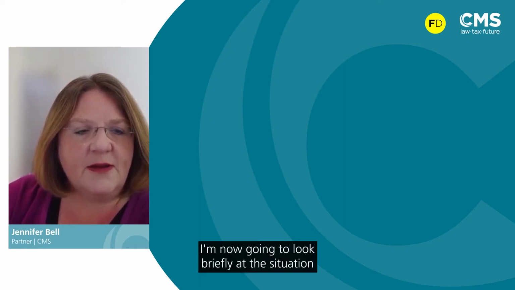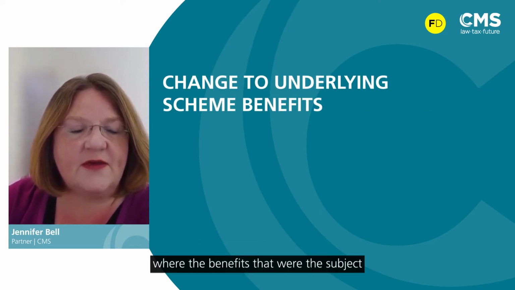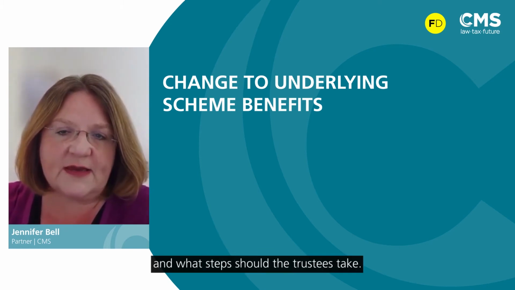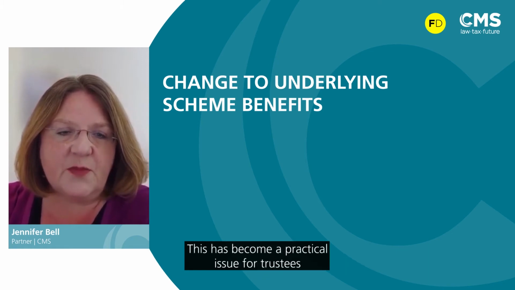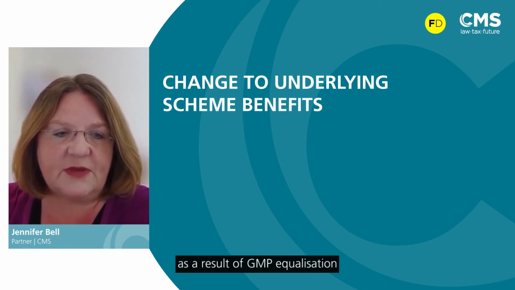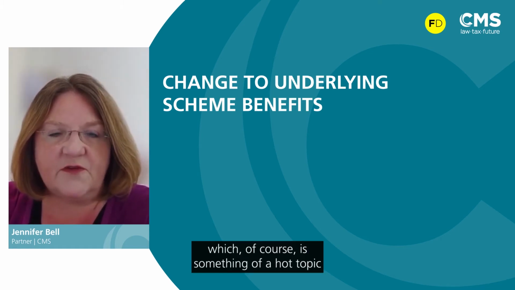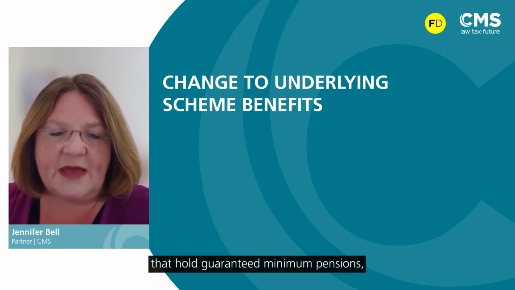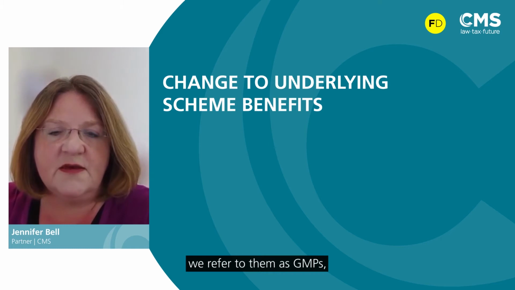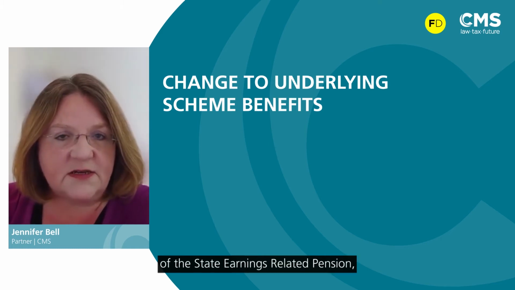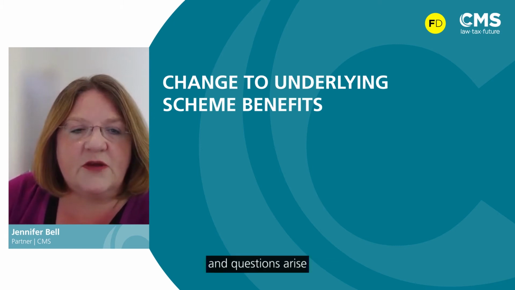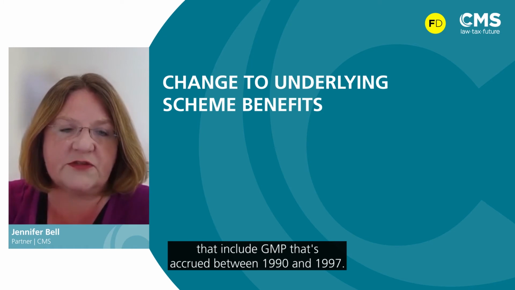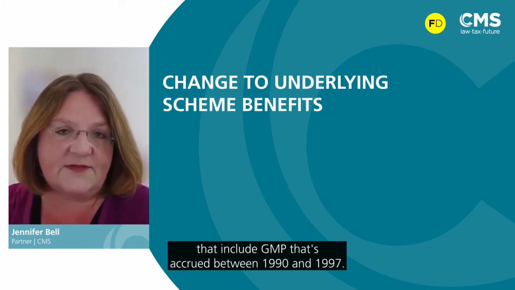Thanks, Simon and Emma. I'm now going to look briefly at the situation where the benefits that were the subject of a pension sharing order later change, and what steps should the trustees take. This has become a practical issue for trustees as a result of GMP equalisation, which of course is something of a hot topic for any defined benefit pension schemes that hold guaranteed minimum pensions, we refer to them as GMPs, as a result of contracting out of the state earnings related pension. And questions arise for trustees who have implemented pension shares that include GMP that's accrued between 1990 and 1997.